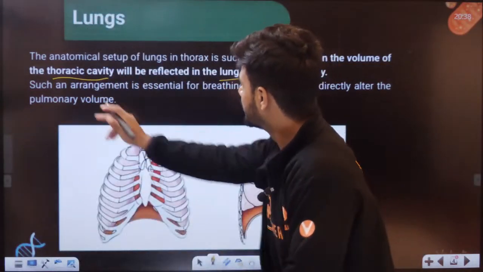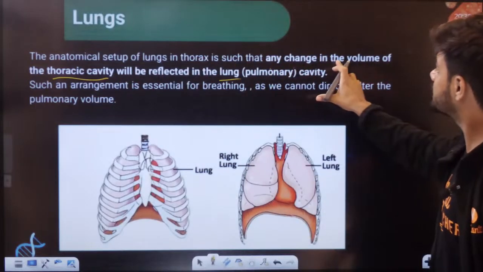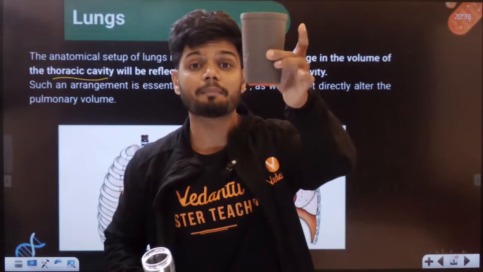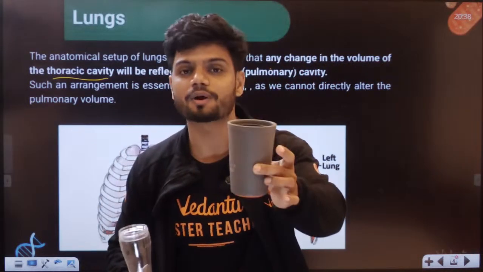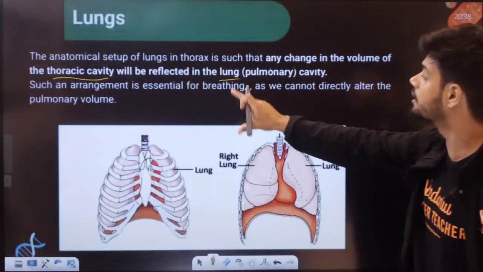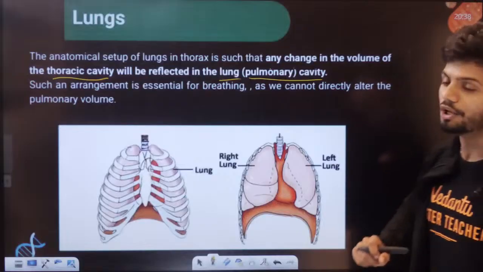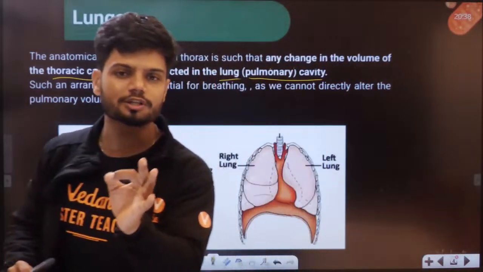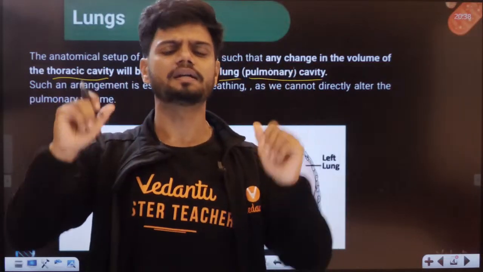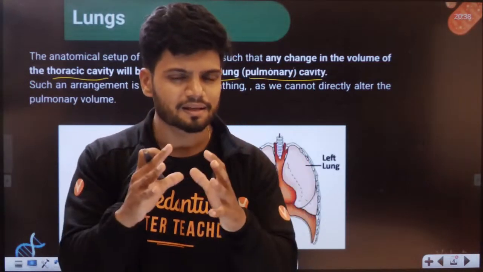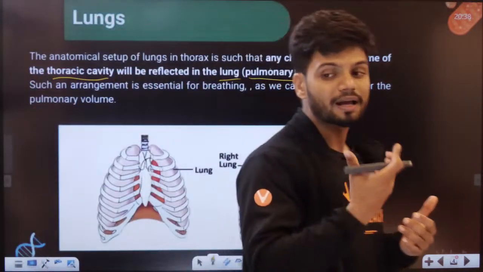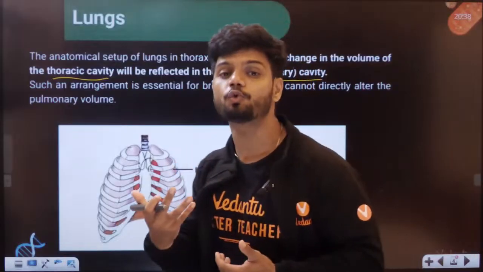Clear? See, students, that is, any change in the volume of the thoracic cavity. अगर thoracic cavity यहाँ से इतना बड़ा बन गया, छोटे से इतना बड़ा बन गया thoracic cavity. If there is a change in the thoracic cavity, it will reflect in the lungs, that is, the pulmonary cavity. So can I tell they are directly proportional to each other? Thoracic cavity increases, lungs also can increase. Thoracic cavity decreases, lungs also decrease. Is that concept clear to all of you students? How the thoracic cavity and lungs are connected to each other.